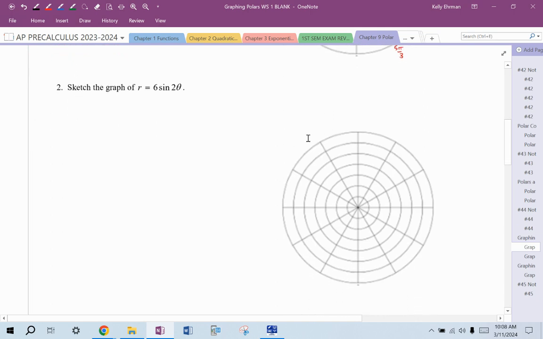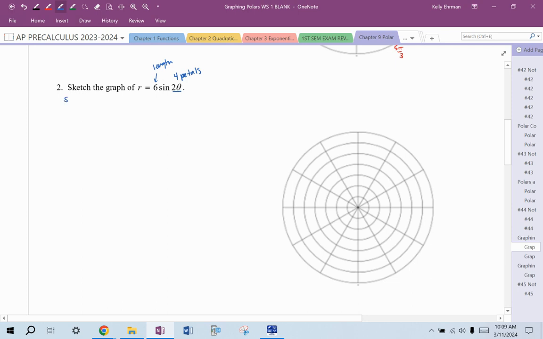All right, what about this one? This is 6 times the sine of 2 theta. So I'm going to make a couple notes for myself here. 2 theta means there should be 4 petals. 6 is like the max length of a petal. The furthest from the center to the end of a petal is going to be 6.